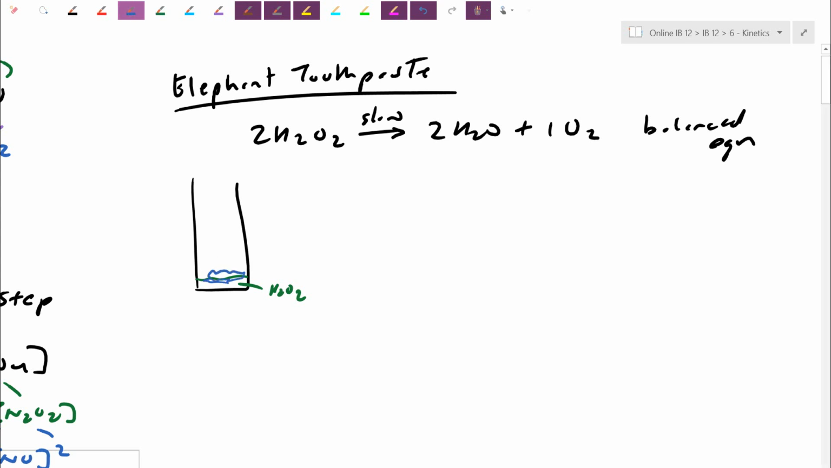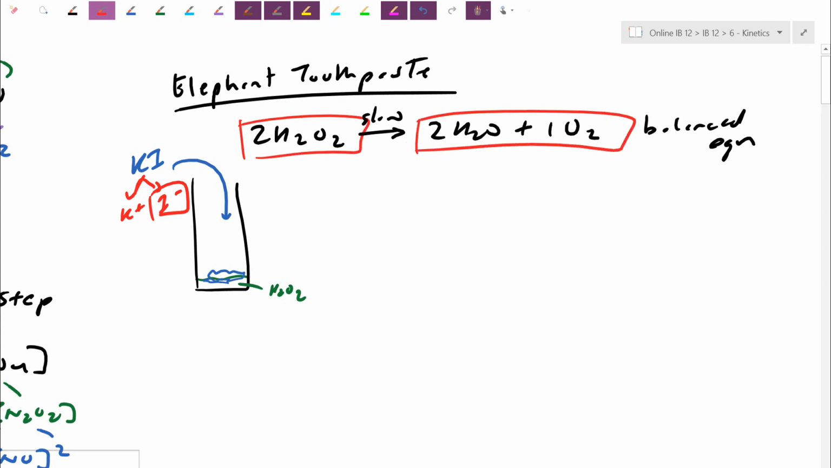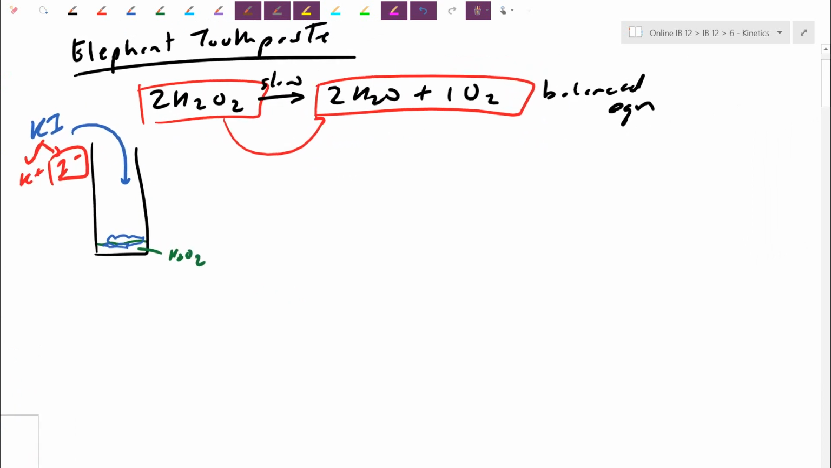We added some food coloring. By adding a catalyst, I threw in a catalyst here, KI. It's actually the iodide part of it that catalyzes this reaction. So it's actually just the iodide that I needed. What I'm going to do is get us from the same start, the 2H2O2, to the same products, but I'm going to do a separate pathway, a separate mechanism.